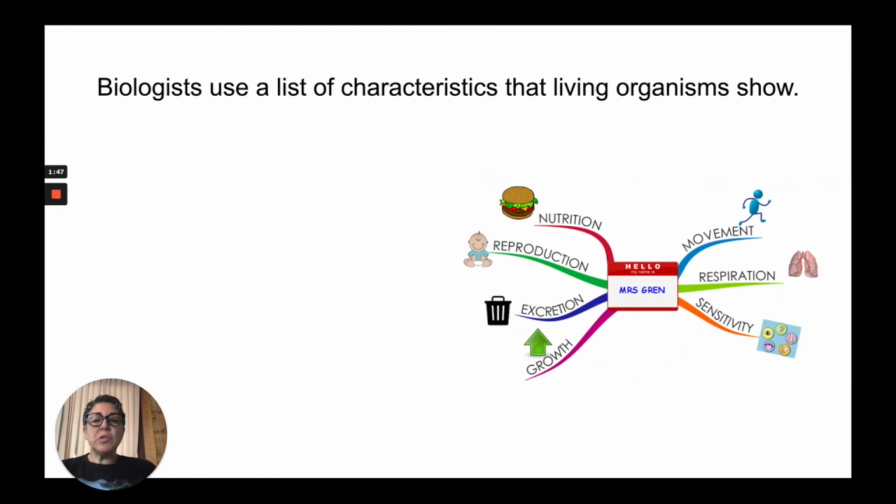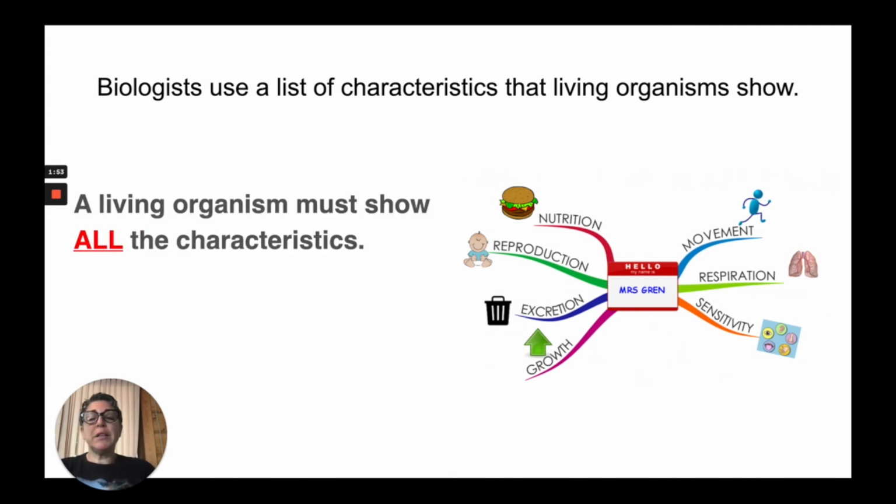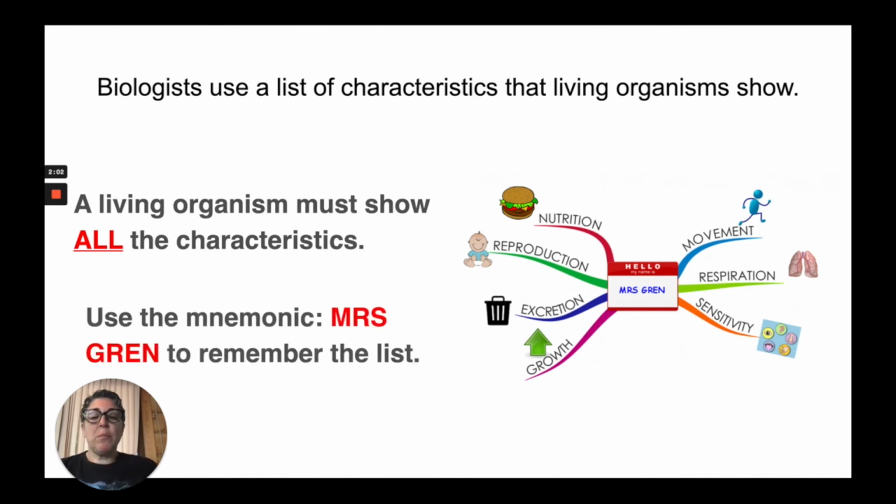So biologists use a list of characteristics that living organisms show. We've just looked at movement, but a living organism must show all of these characteristics in order to be identified as alive. And so what you can do is use the mnemonic Mrs. Gren, and each of those letters represent one of the characteristics of life in order to remember the list. So the M on Mrs. Gren is for movement.